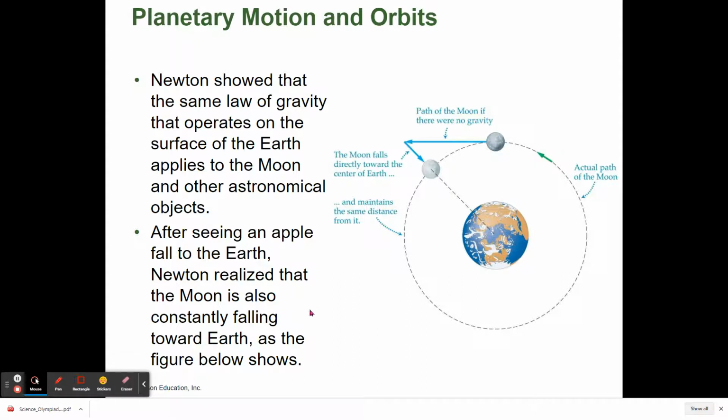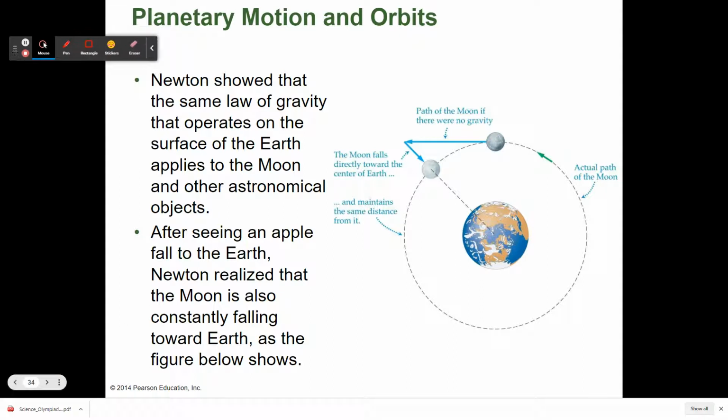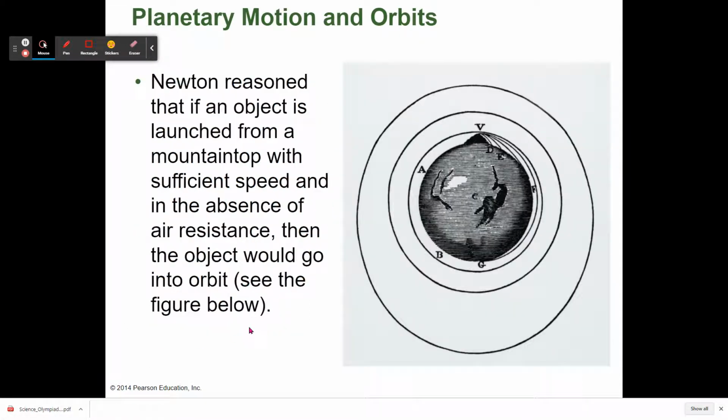So let's move this up here. There we go. All right. So Newton reasoned that if you were to launch an object from the top of a mountain or anywhere, and it had enough speed, in the absence of air resistance, that object would go into orbit. And you can see the diagram that he drew here. So here's your mountaintop. If you launched it with enough speed, instead of just going off, it would begin to orbit the Earth.